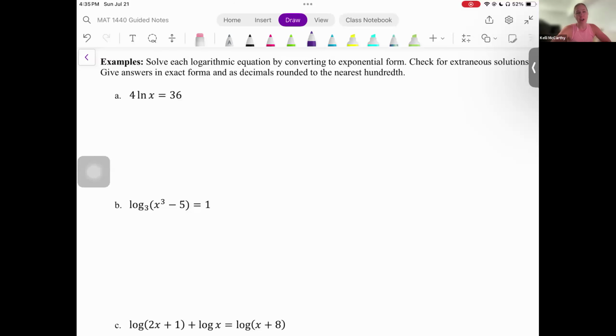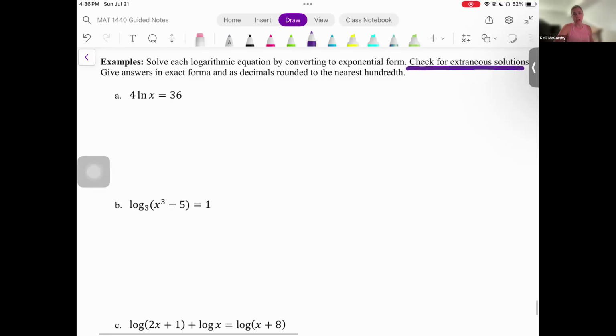In this video, we're going to look at solving logarithmic equations. So if you watched the last video, we were solving exponential equations using logarithms. To solve a logarithmic equation, we're going to convert to exponential form. Now, one of the things you have to be mindful of with logarithmic equations is that we do need to check for extraneous solutions.